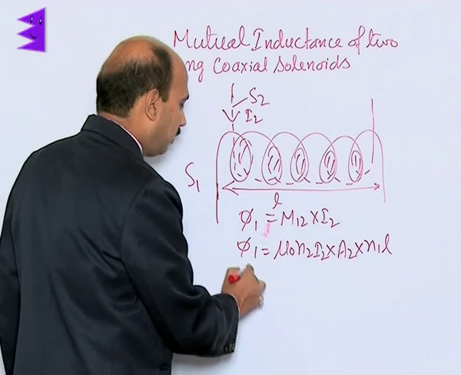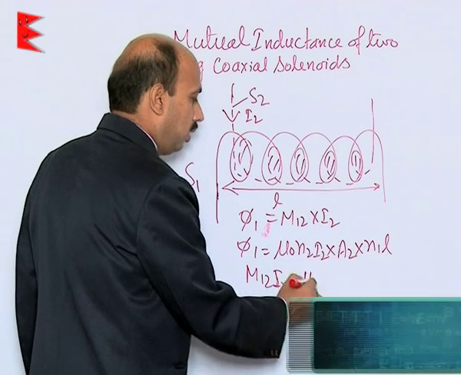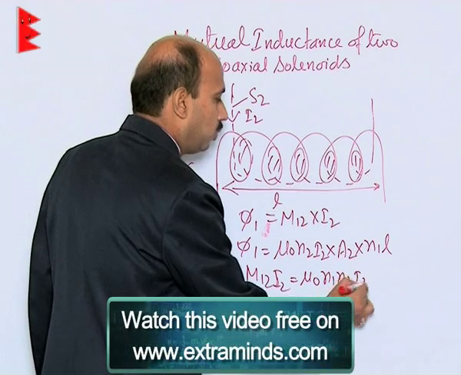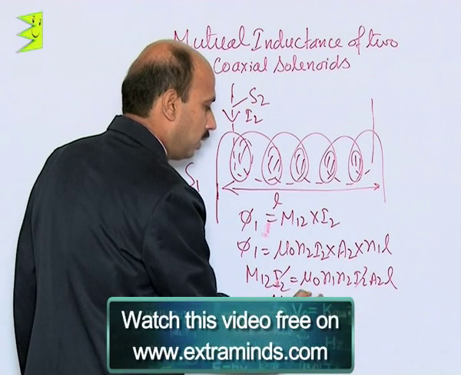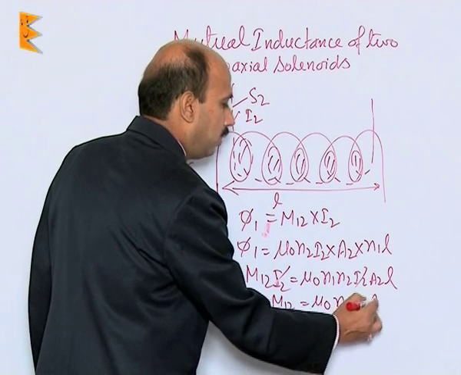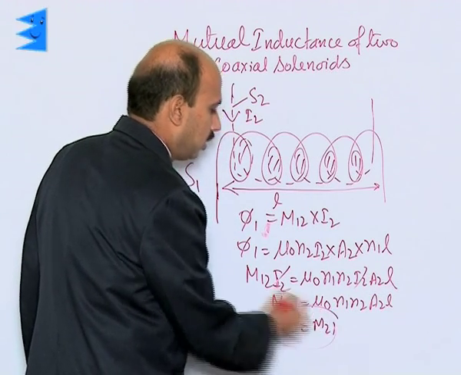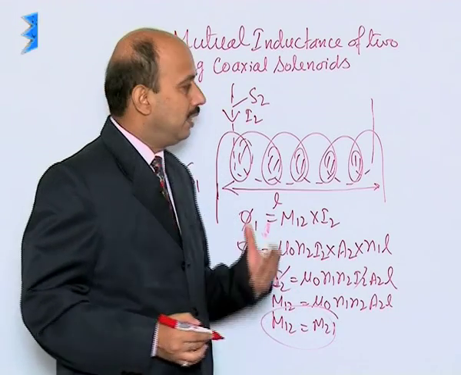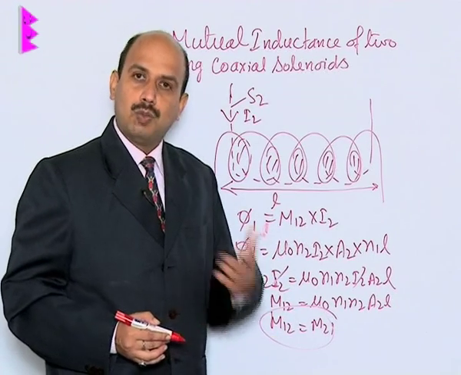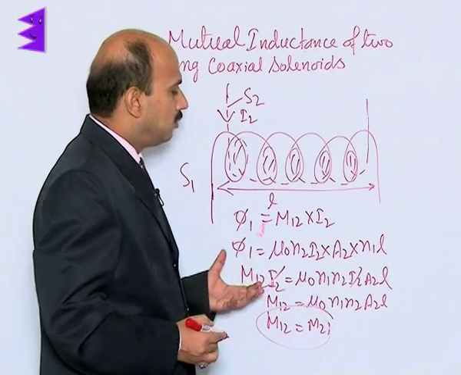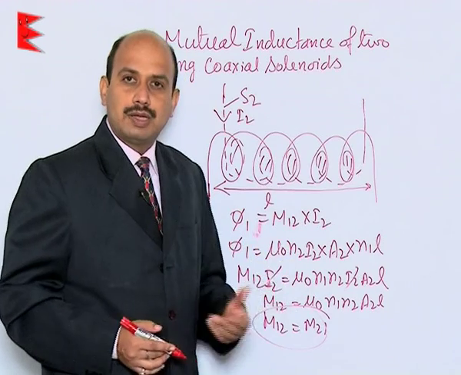Now when we equate this, we get M12 I2 is equal to mu naught N1 N2 I2 A2 into L, and now I2 gets cancelled. So, M12 is equal to mu naught N1 N2 A2 into L, and here we can write M12 is equal to M21. In this way we can calculate the mutual inductance of the two coils, just by using the concept of magnetic flux.